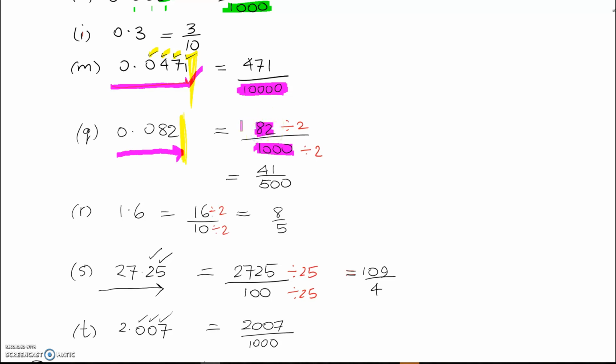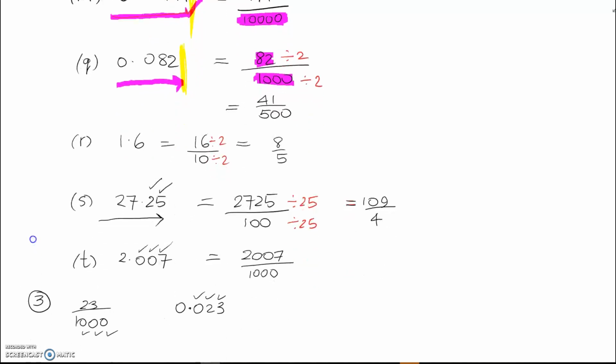But then we said, well, let's go ahead and simplify that, because I know that the top number and the bottom number are both divisible by 2. Go ahead, divide them by 2, 41 over 500. Next one, 1.6. Let's go from the left. Units, no, stops in the tenths column. So that's 16, has to be in the tenths. So it's 16 tenths. We can go ahead and divide top and bottom by 2 again.